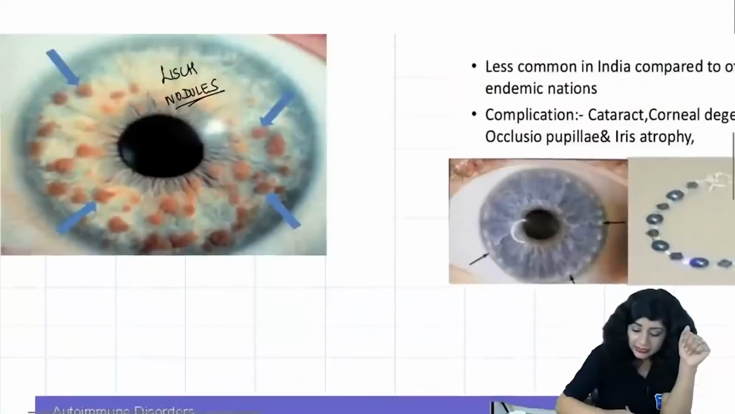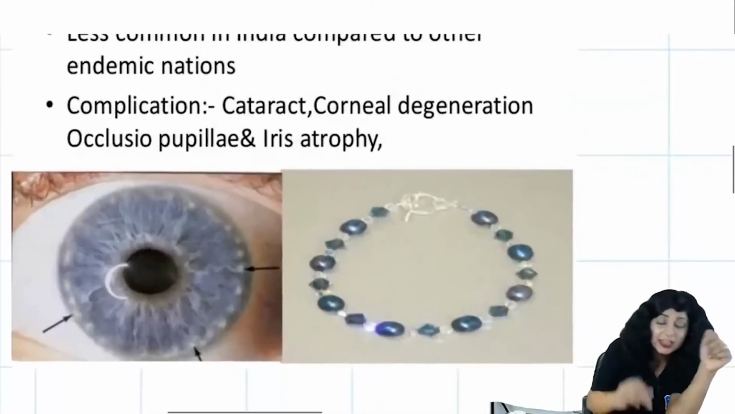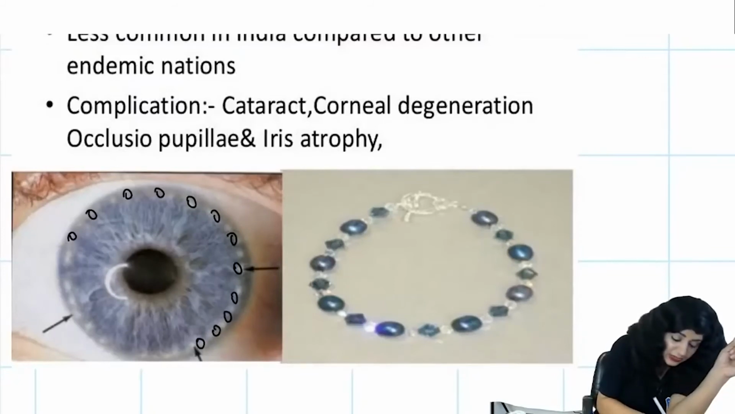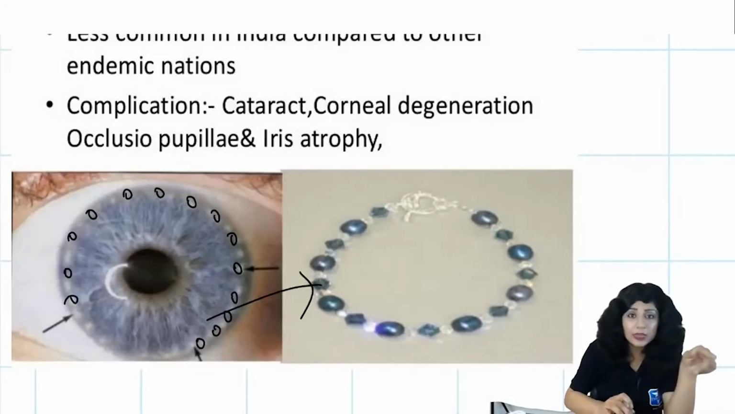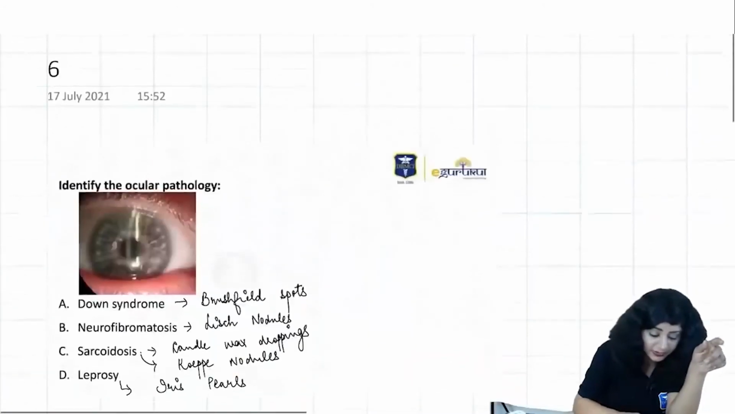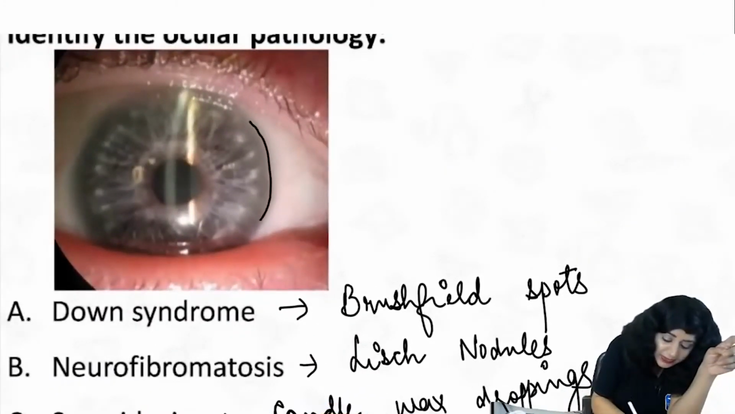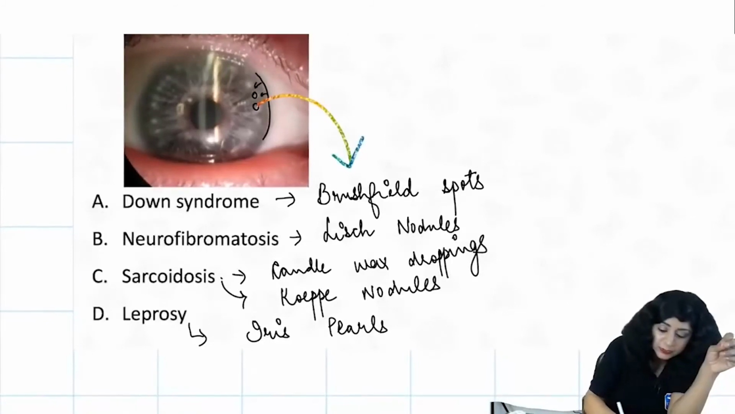Okay? And somebody told me that this is iris pearls. Now see, what will iris pearls be like? They are just at the base. So they are literally at the base, like this. These are your necklace-like appearance, iris pearls appearance. So this is your iris pearls. Now, if you look at the picture which is given here, it is not just at the base. This is your base here, and they are somewhere away from there. So these are what you call Brushfield spots.